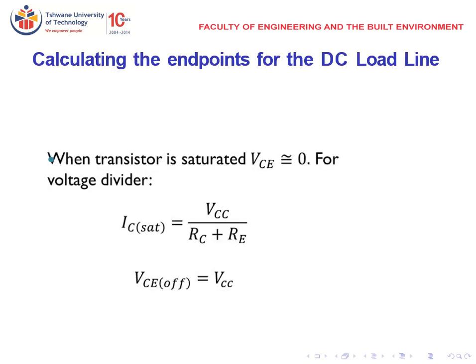Calculating the endpoints for the DC load line. When the transistor is saturated, VCE is almost equal to 0 for the voltage divider. So IC at saturation will be equal to VCC divided by RC plus RE. And then VCE at cutoff will be equal to VCC.